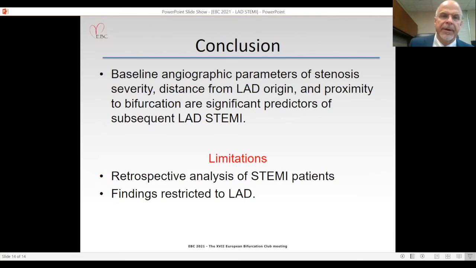So in conclusion, baseline angiographic parameters of stenosis severity, distance from the LAD origin, and proximity to a bifurcation are significant predictors of subsequent LAD STEMI. There are, of course, several limitations, including that this is a retrospective analysis beginning at the point in time that a patient presented with STEMI. And of course, the findings are restricted to the left anterior descending coronary artery.